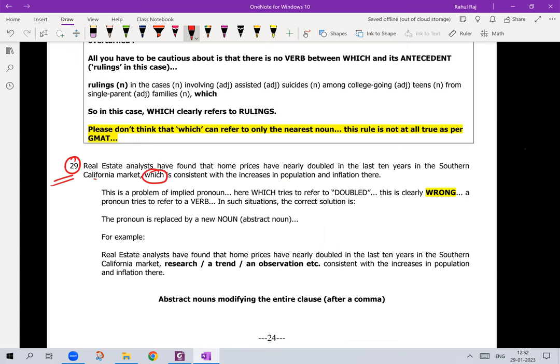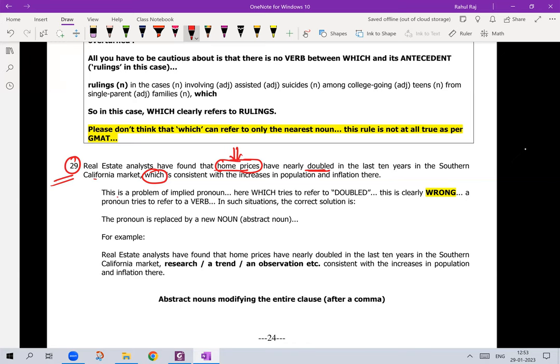So technically, which should go back to what? Which should 100% go back to home prices, right? Don't you feel? Read the sentence once. It should 100% go back to home prices, agreed? But now, if you feel that which goes back to home prices, what is your second job? To check whether between home prices and which there is any verb or not. Nearly doubled. So there is a verb. So which can never refer back to home prices. Simple logic. It just can't refer.